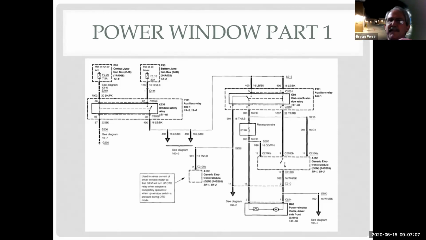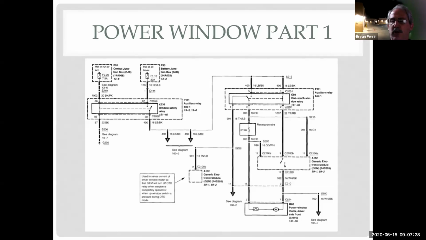Which makes the schematics really confusing. Let me tell you, when you remember it's just a DC motor, I need power and ground one way and power and ground the other way, it makes a little more sense. But these, I've experienced, really experienced diagnostic techs get turned around on windows.